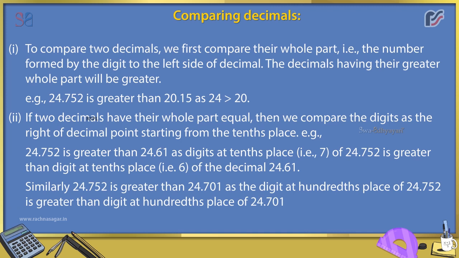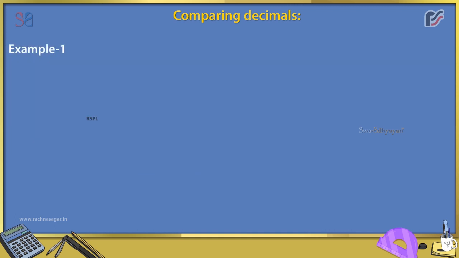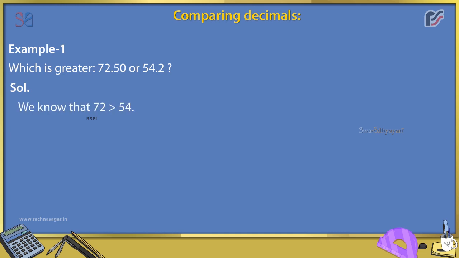Similarly, 24.752 is greater than 24.701, as the digit at the 100th place of 24.752 is greater than the digit at the 100th place of 24.701. Example 1. Which is greater, 72.50 or 54.2? Solution: we know that 72 is greater than 54. So, 72.50 is greater than 54.2.